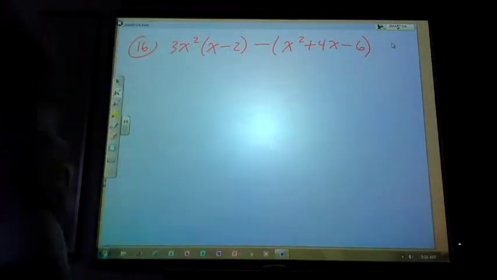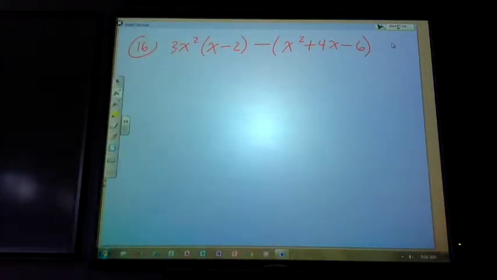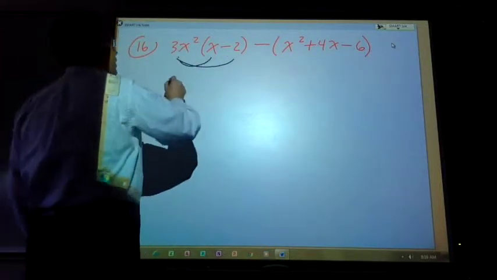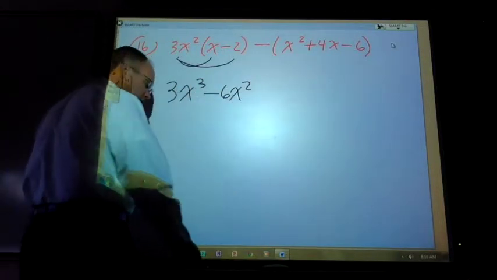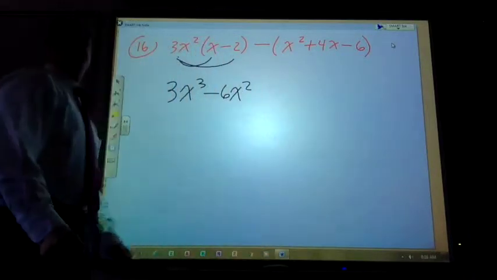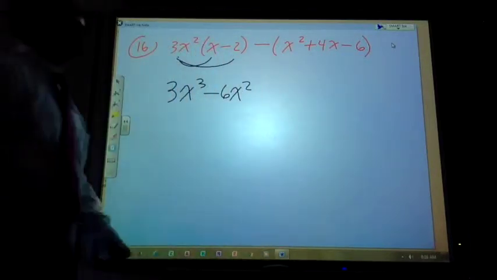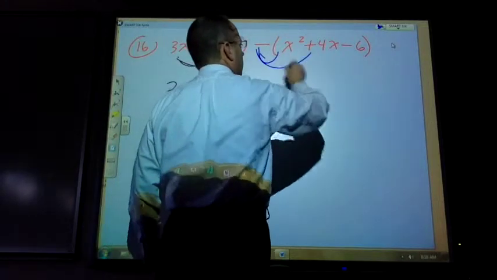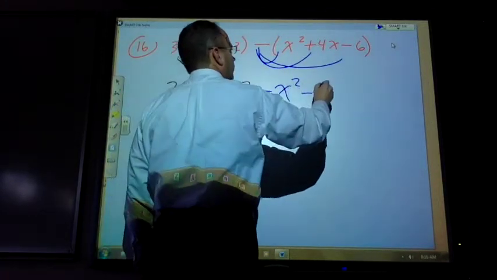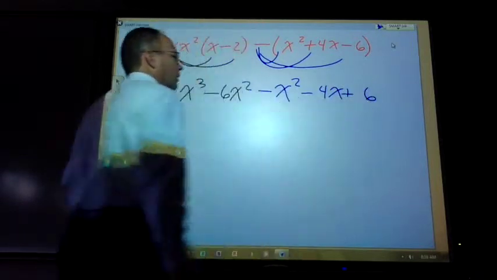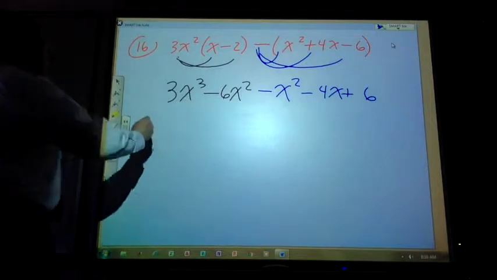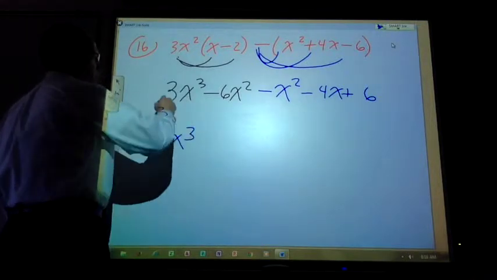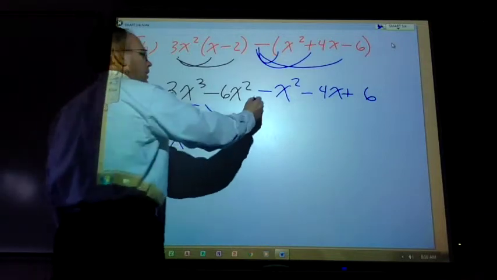Very first one, can I drop the parentheses or do I have to do something first? I have to distribute 3x squared first. So this comes here and here. That gives me 3x to the third minus 6x squared. Can I drop the parentheses on the second one? No, what do I have to do before I drop the parentheses? Distribute the negative 1 to all 3 of those terms. That okay? All right, so 3x to the third has nothing else to go with it. Taken care of. Like term here, like term here. What do we got?